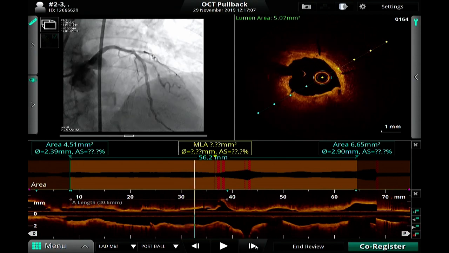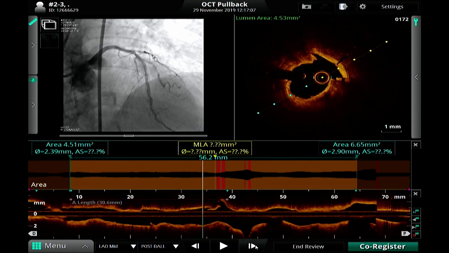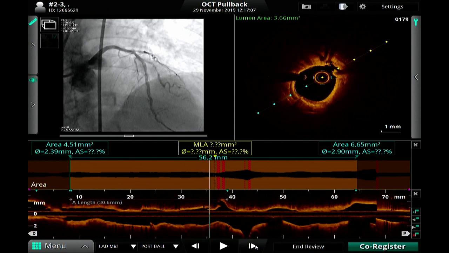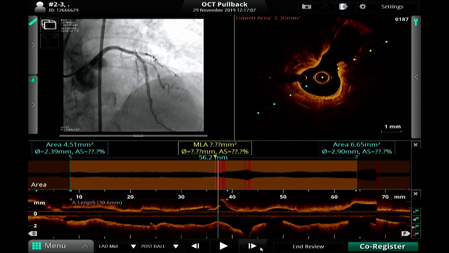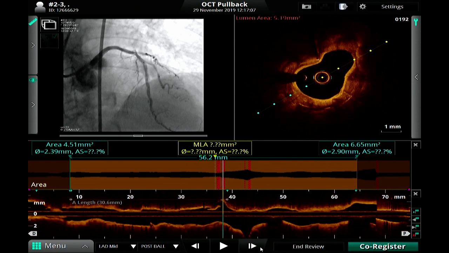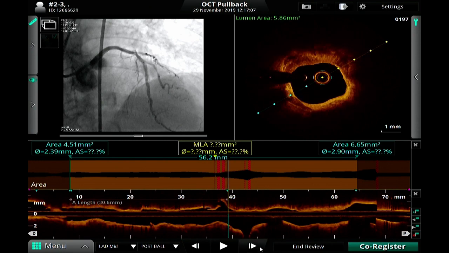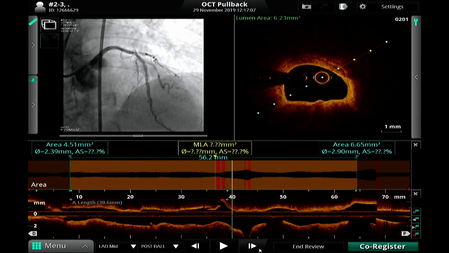Proximally, there is some minor dissection, but the lumen is well dilated. Here is the proximal edge of the stent. You can see some in-stent dissection, and let's move proximally, some limitation of the lumen dilation. Here is the narrowest part of the whole distal stent.